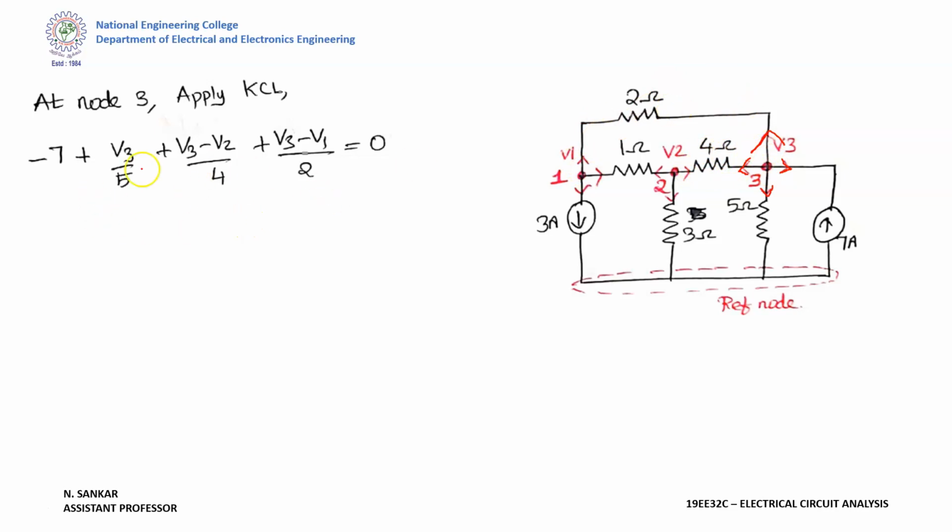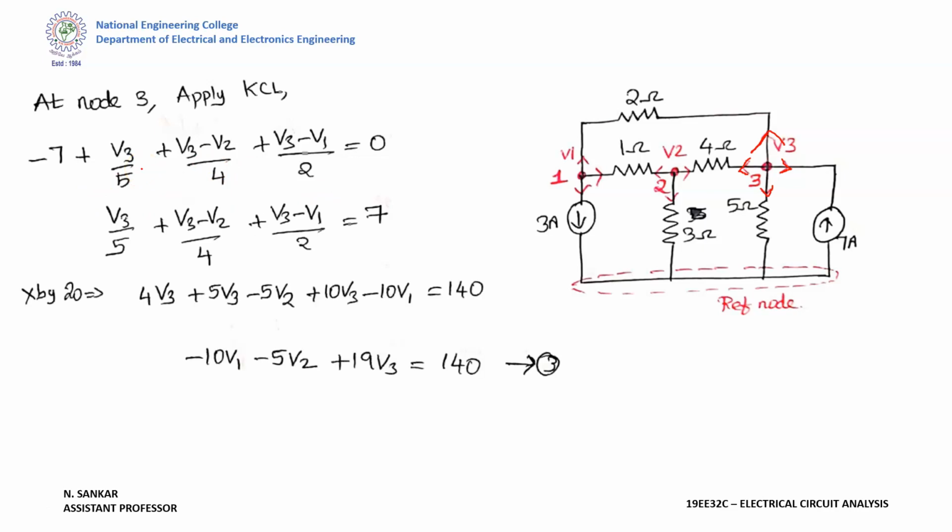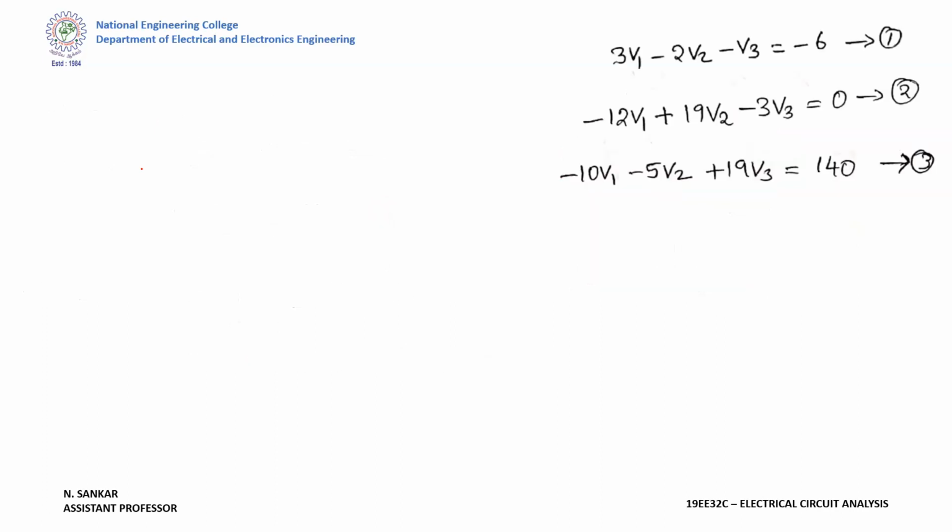Okay. So if you take the LCM, 20 will be the LCM. Just multiply by 20, and the equation will be minus 10V1 minus 5V2 plus 19V3 is equal to 140. Okay. So now we have 3 unknowns, right? V1, V2 and V3, and we have totally 3 equations. So 3 equations, 3 unknowns. So either you can go for simultaneous equations, or else you can solve by using Cramer's rule. So here I'm going to use Cramer's rule.